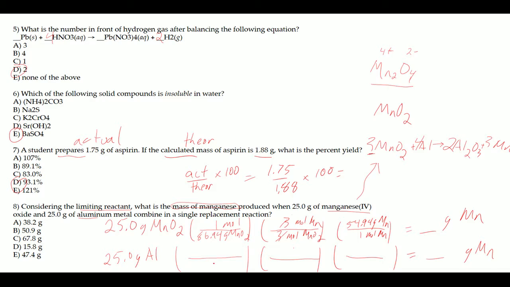I'm going to do the whole same thing for aluminum, 26.98 grams per mole of aluminum. There's 4 aluminums for every 3 manganese. And it's still 54.94 grams of manganese per mole of manganese.